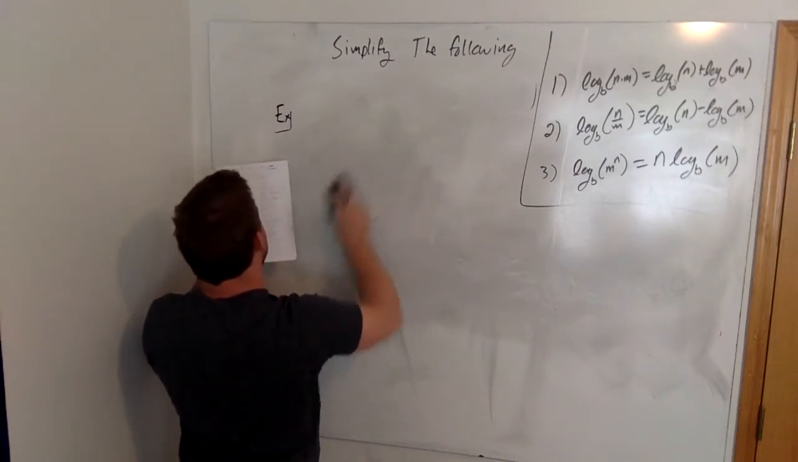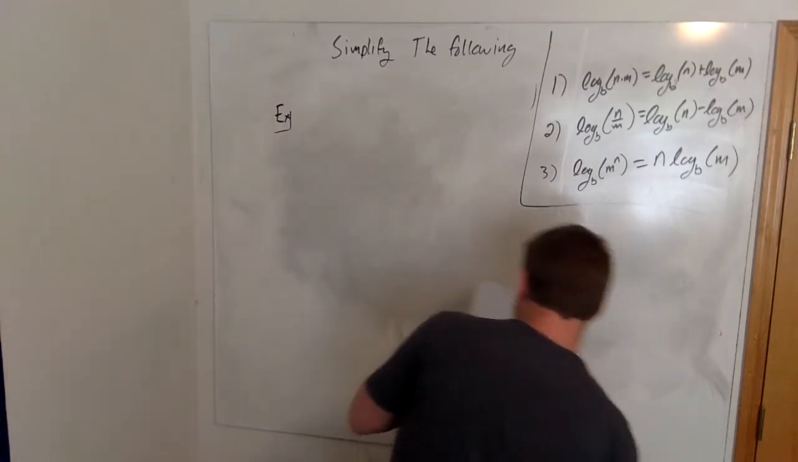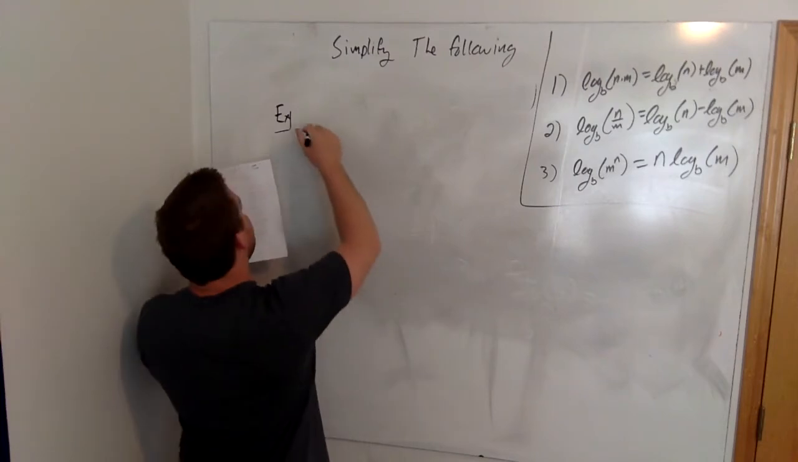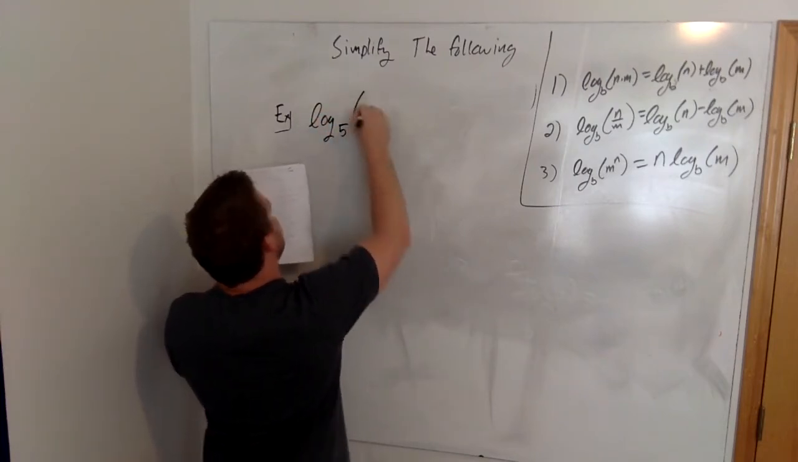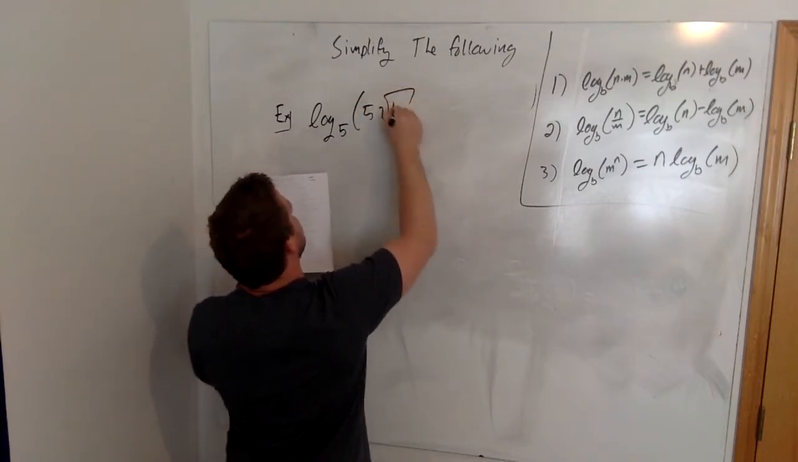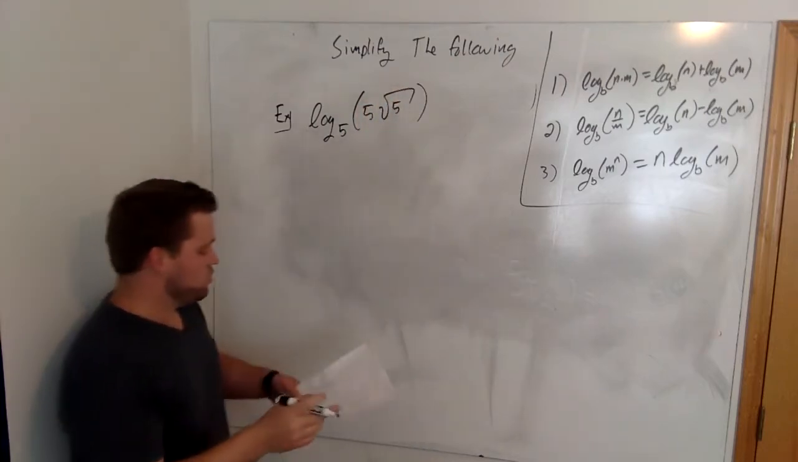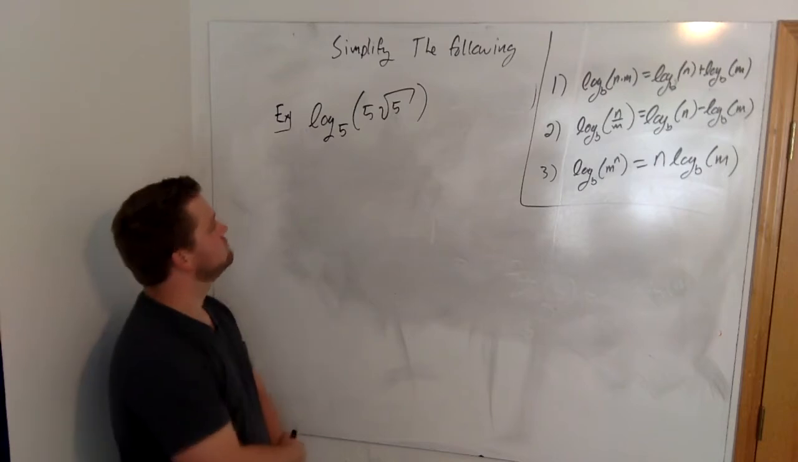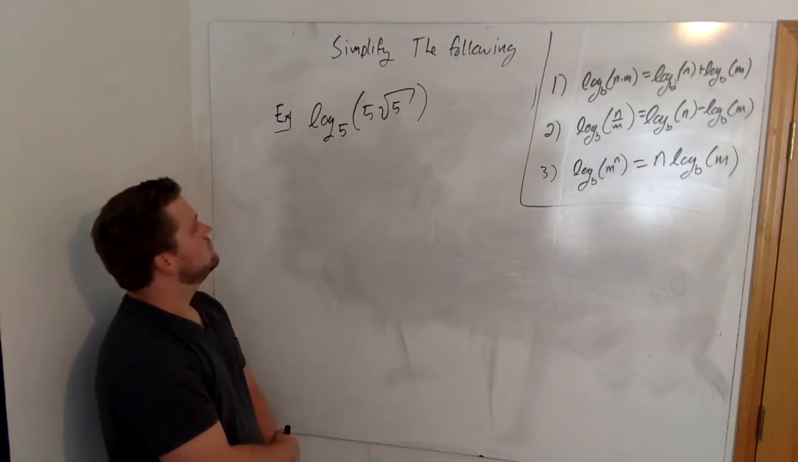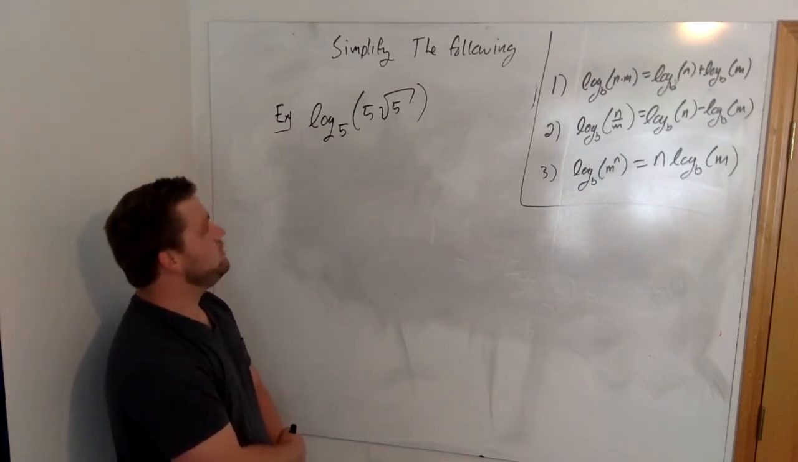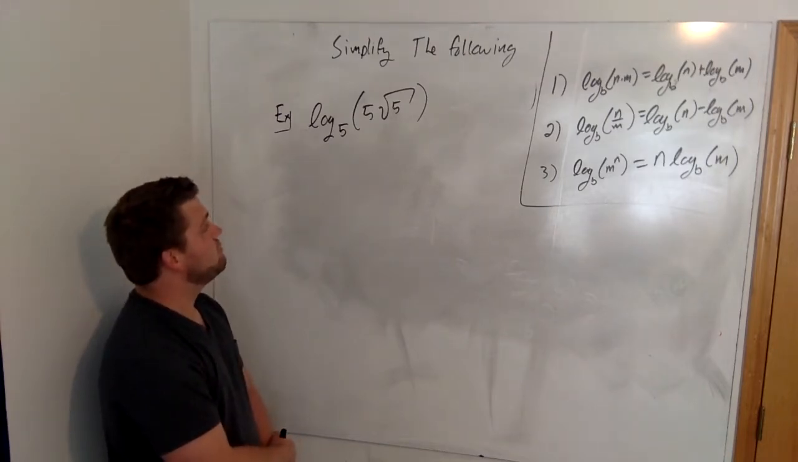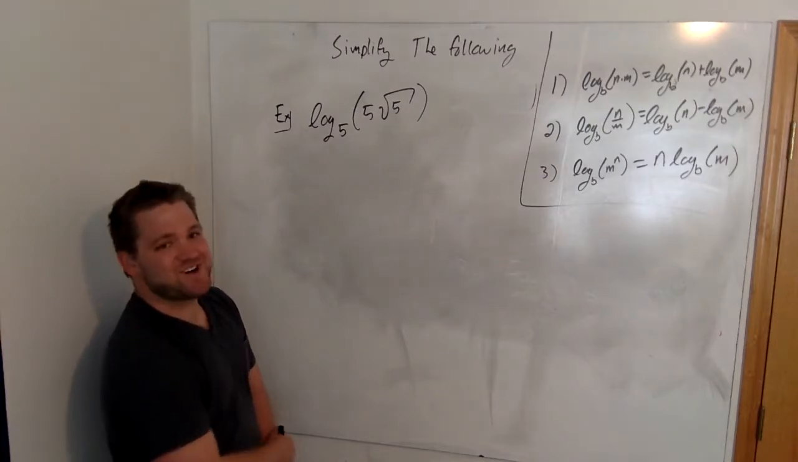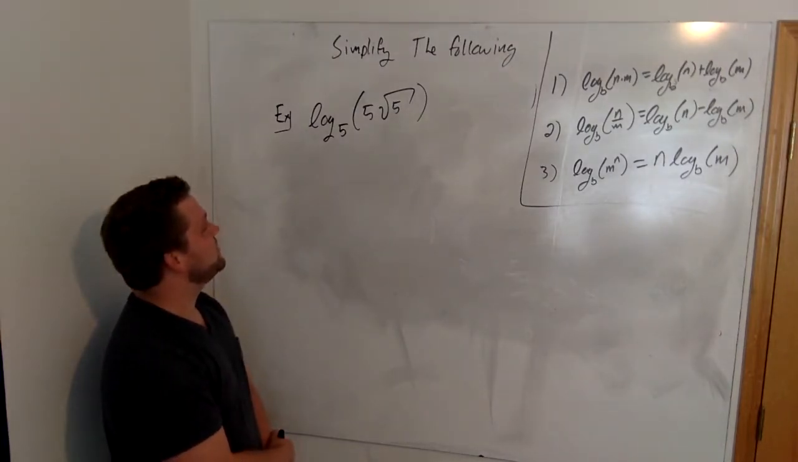Let's say that we are trying to figure out what log base 5 of 5 times root 5 is. So we might be able to do this one without log rules. Maybe I'll think about that in a second. But this is a lesson on log rules, so let's see if we can figure out what this is.